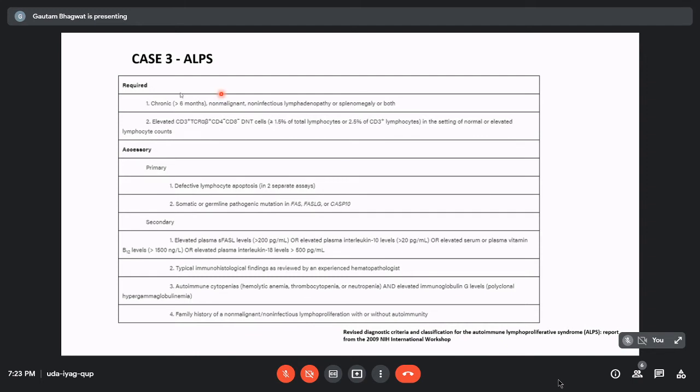the diagnostic criteria also says that the two things which are required are: one is the chronicity of a non-malignant, non-infectious lymphadenopathy or splenomegaly or both, and second is elevated CD3 plus, TCR alpha beta plus, CD4-8 double negative cells. So we found this, although there are other accessory and secondary criteria to be fulfilled, but these are other biochemical tests which are rarely done, not done in many centers. I think we have sent this sample, but I'm not very sure. But on the basis of these two required criteria, we made the diagnosis of ALPS.